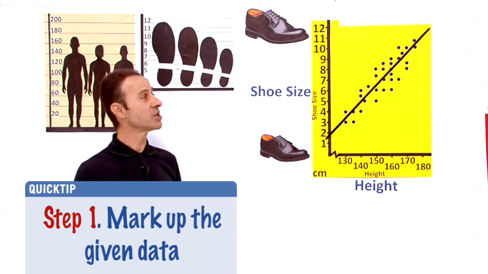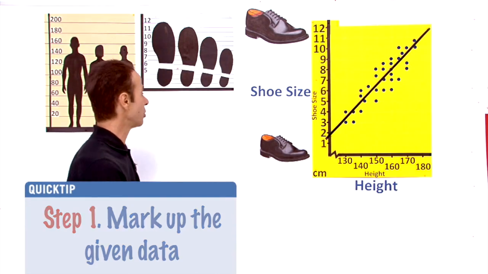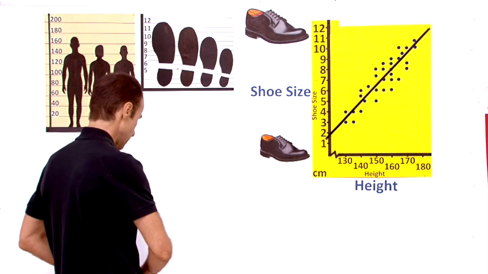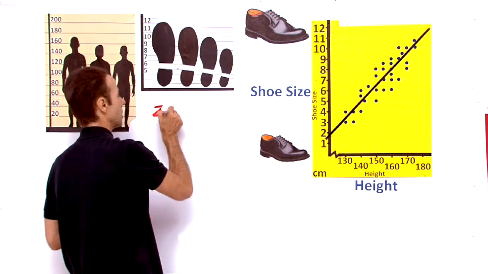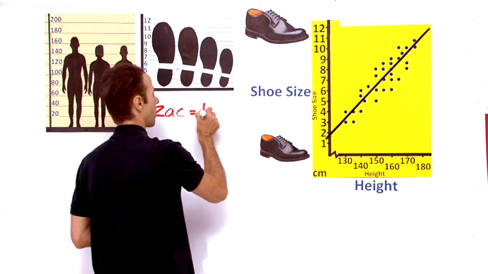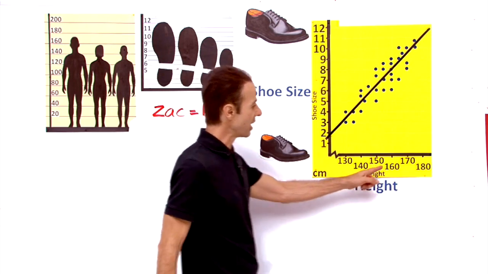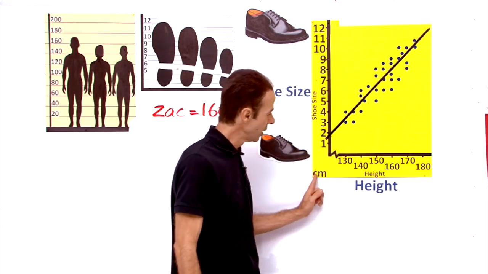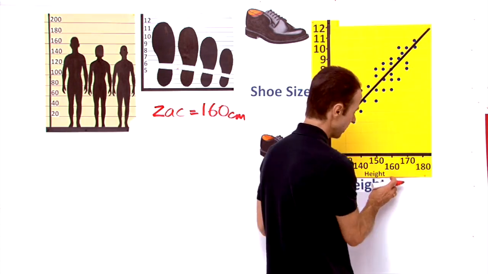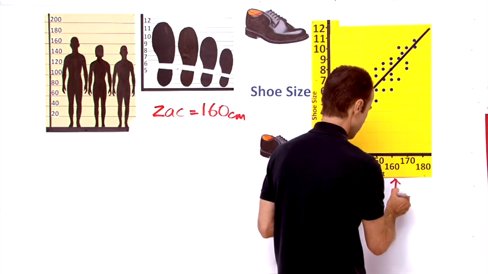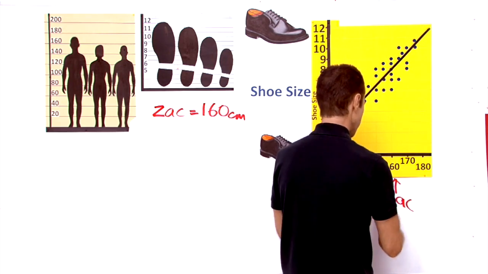So the question says we have Zach, who is 160 centimeters tall. Let me just write it in red. Centimeters tall. So that's Zach right here. As you can see, the height is here. We've got centimeters, 160 is right there. So let me just move that. So Zach is right there. He's 160 centimeters.